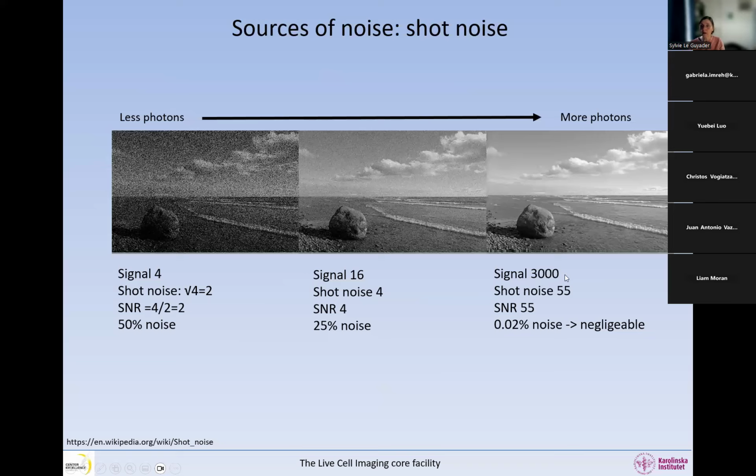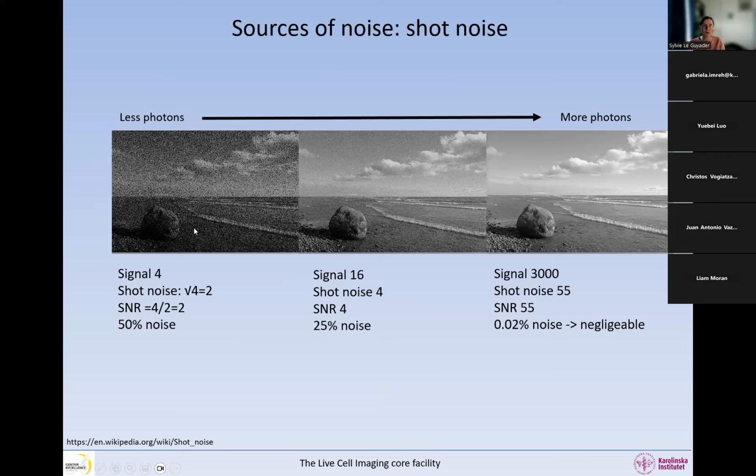So the higher the signal, the lower the contribution of the noise, even though the noise, as you can see, actually increases, but compared to the signal, it increases very slowly. So this becomes negligible. And this is where we want to be when we image. We want the noise to be negligible for our scientific question. So what does that mean for our scientific question? It depends what we want to measure in this image.